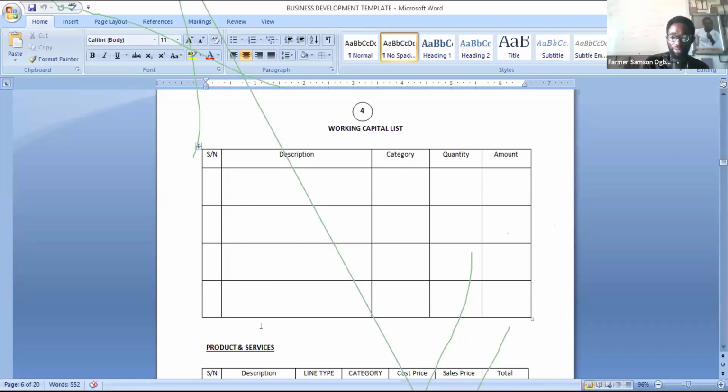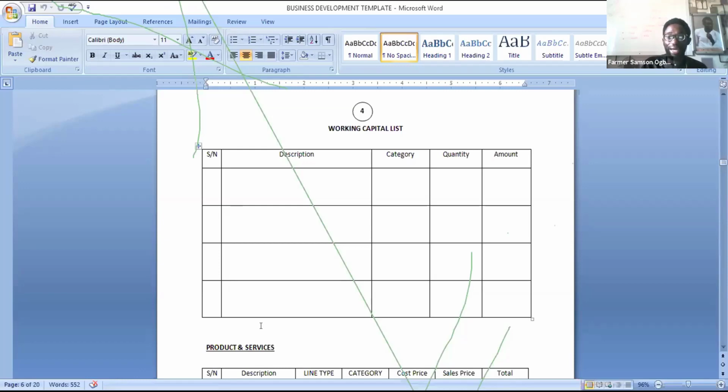Number 2 is lease. The difference between rent and lease is that leases are usually long-term, 5 years, 10 years, 20 years. You are leasing a property, you are leasing an equipment. But rent is usually short-term, 1, 2 years and below. If it is lease, describe the lease. For example, you want to go into fish farming and there are people that already have ponds and you need to lease their ponds. Then in that case, you tell us this is the description, the category is lease, the quantity, and the amount. I hope that makes sense.